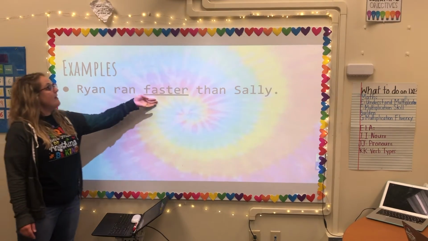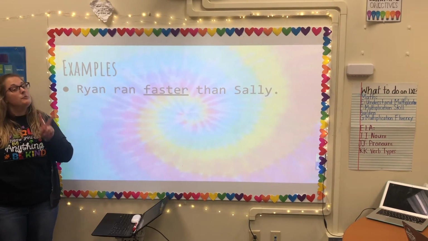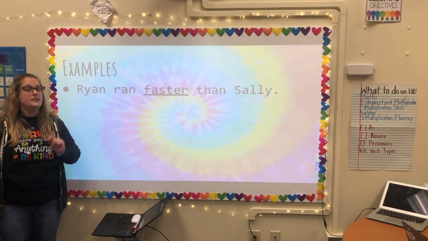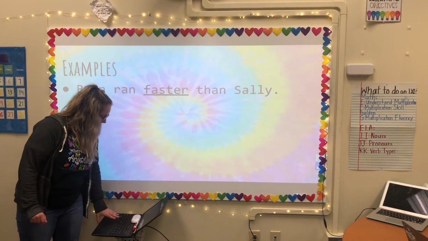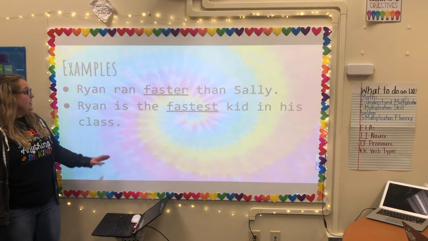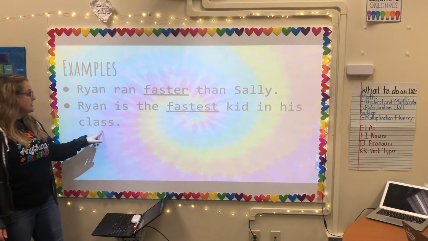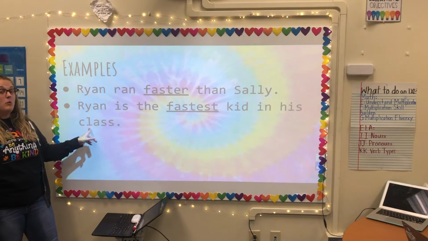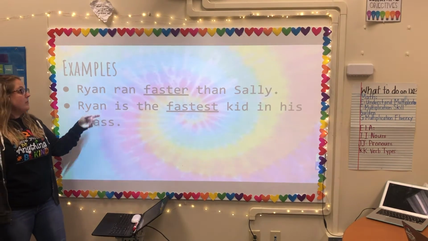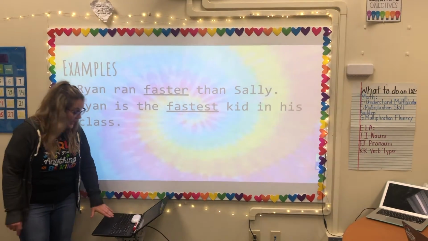Ryan ran faster than Sally. There are 2 people in this, so there's 2 nouns, so we added ER to the end of it. Ryan ran faster than Sally. But now, when we say Ryan is the fastest kid in his class, a class has way more than 2 people in it. That's more than 2 nouns, so we said Ryan is the fastest. We added that EST to the end.